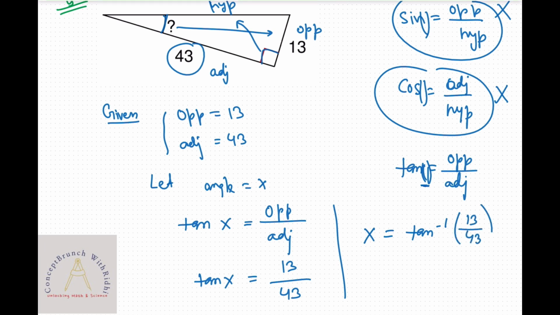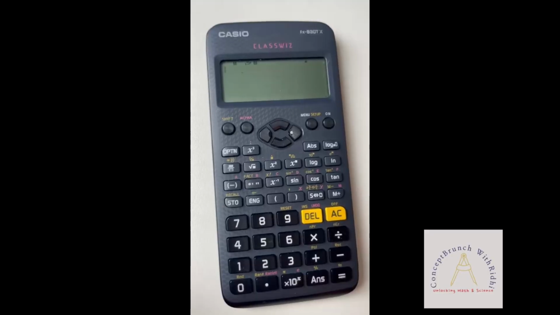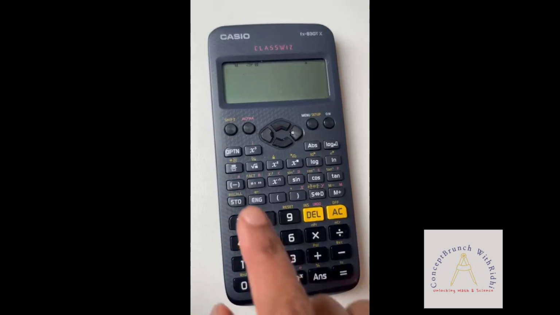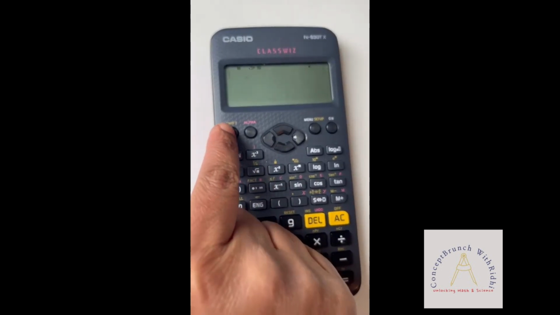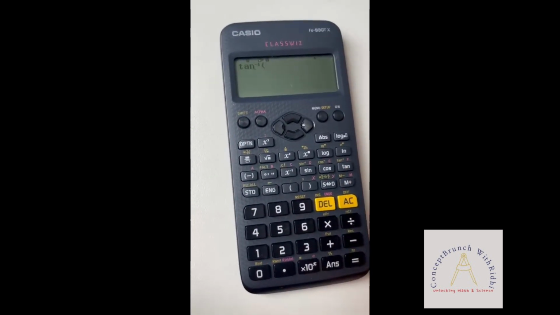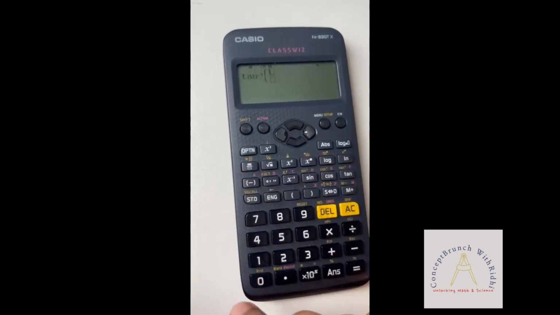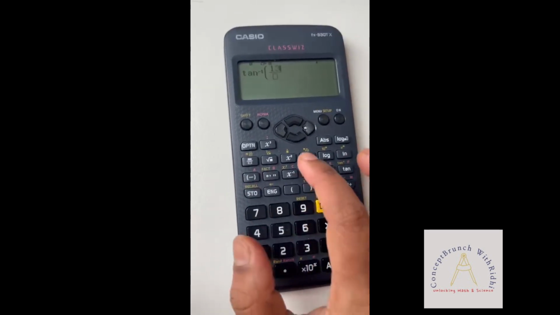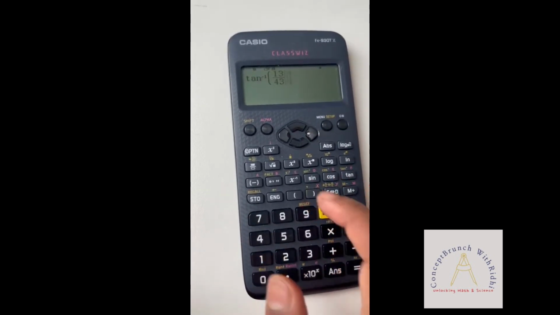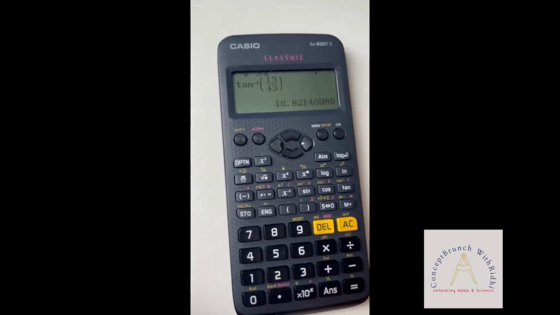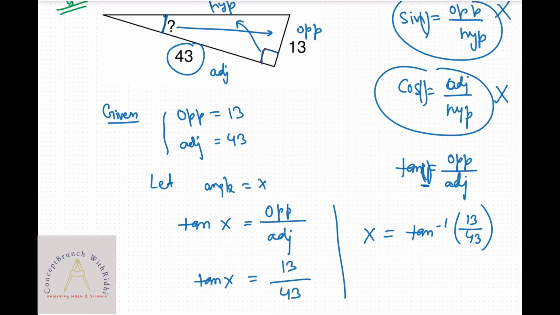Let's see how to find it using the calculator. Use the inverse function. For the inverse function, see, here is tan and there is an inverse in yellow color, so we have to press shift and then this. So it's the inverse function. And we put the numerator and denominator, that is 13 divided by 43, close the bracket, and we'll get the answer as an angle. Here we got the angle as 16.82 degrees almost, since we are taking 2 decimal places.